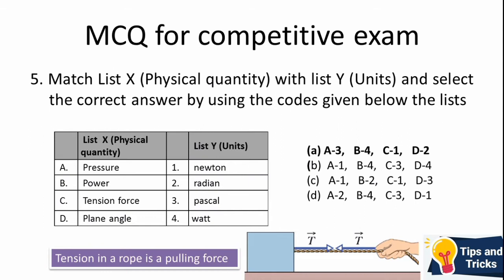Pressure is force by area and its SI unit is Newton per meter square, and this unit also has a special name called Pascal. Power is the rate of doing work, so its unit is joules per second. This unit also has a special name called watt. Then tension force, which is basically a pulling force, has the unit Newton. And plane angle is a supplementary physical quantity and its unit is radian. So the correct option is option A.